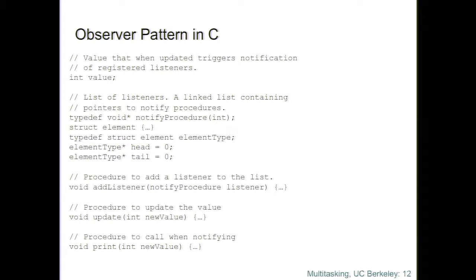But it's nonetheless enough to really illustrate the pitfalls. Okay, so just an outline. We have a variable. Let's assume it's a global variable. This is a Toyota-style design. So this is the value that's going to get updated by the sensor. And we would like to make sure that we can create listeners, observers, that will be notified whenever this value changes.